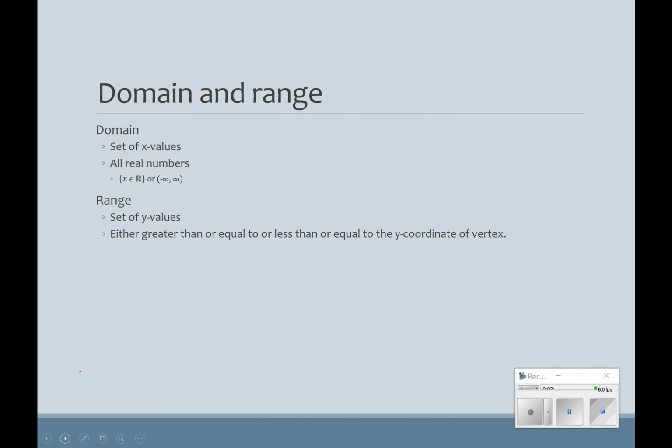All right, so we also have the domain and the range. And in the case of a quadratic, and this is just all written on your notes, the domain is the set of all x values. In every quadratic that we're going to do, it is x as an element of the reals, or it's going to go from negative infinity to infinity. The range being the set of all y values, it's either going to be greater than or equal to the y coordinate of the vertex, or less than, depending on whether it opens up or down. If it opens up, it's going to be greater than. If it opens down, it's going to be less than.